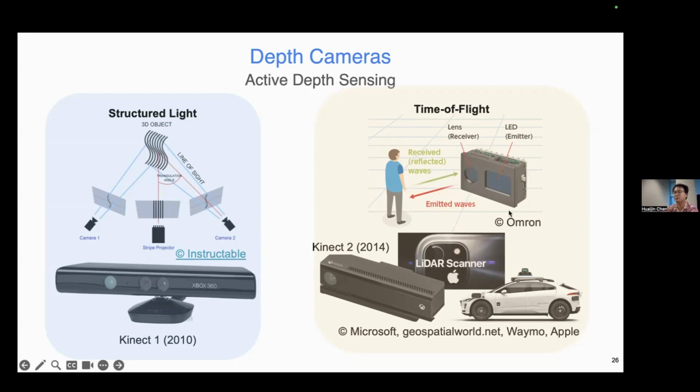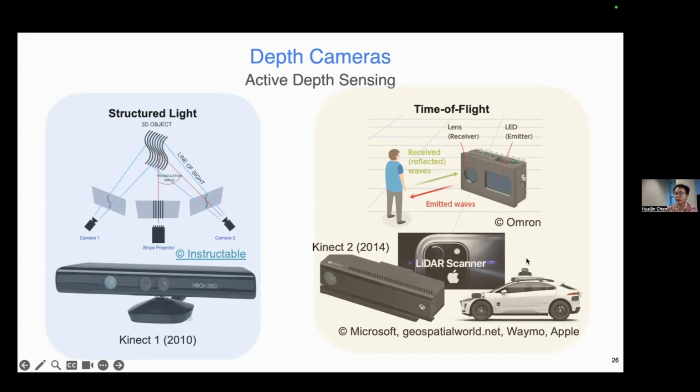Based on this principle of time of flight cameras, there are several kinds of products you can see on the market that perform depth sensing. One example will be the second generation Kinect, which was released in 2014. And newer iPads or iPhones also have LiDAR scanners embedded in the camera modules. And if you have ever taken a self-driving car, you will probably notice this very signature look on top of each self-driving car's rooftop.